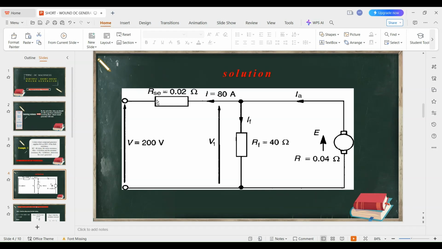Let's look at step 3. Step 3 says that we have to find the field current. And field current will be given by V1, as we have seen in the first example, divided by RF. Our V1 is here, that is the terminal voltage, which is 301.5 divided by 30, our RF. When you divide this, we shall get 10.05 amperes.